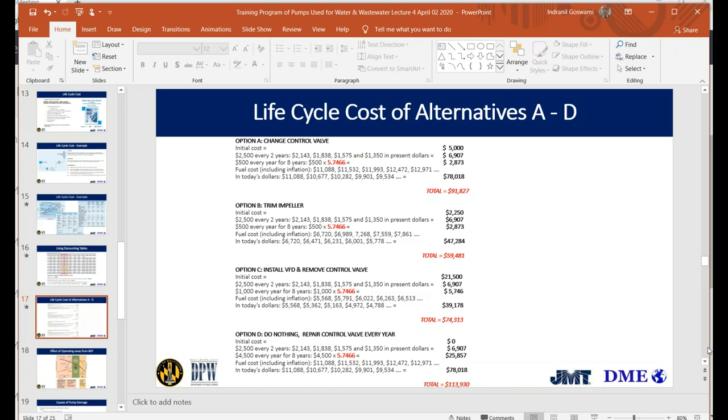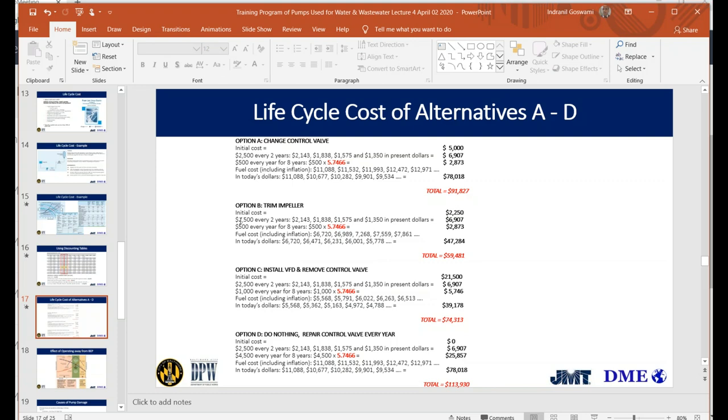And then based on that, you can express that result as a benefit to cost ratio, which obviously then what you do is you take the differentials. You take option D as your baseline, right? And then you say, what is the initial cost involved in trimming the impeller? 2250 minus zero. So that becomes your relative cost, B relative to D. And then what is the annuity?